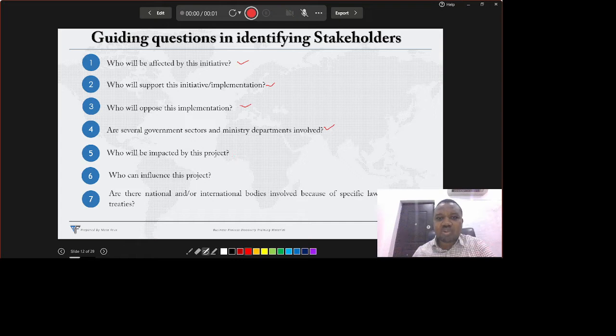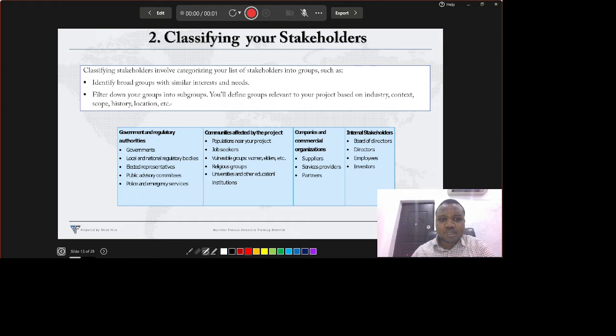You really need to be very aware of people influencing your project, internally and externally, positive or negative. And like I said, are there laws, are there regulators that you just need to conform to, you need to work within their regulation. So these are some of the questions that you ask, that give you visibility into identifying those stakeholders. So we've finished stakeholder identification.